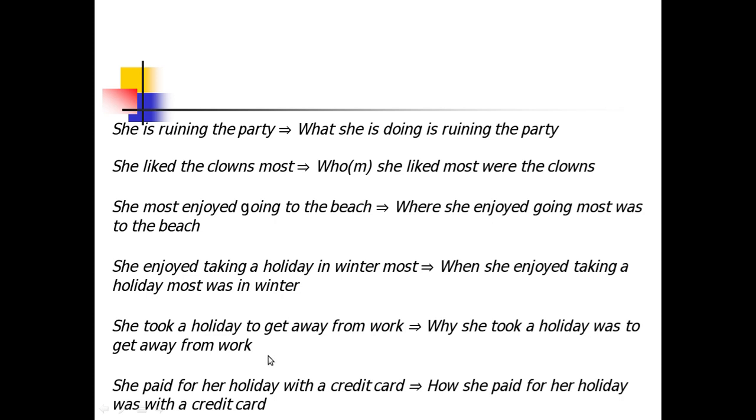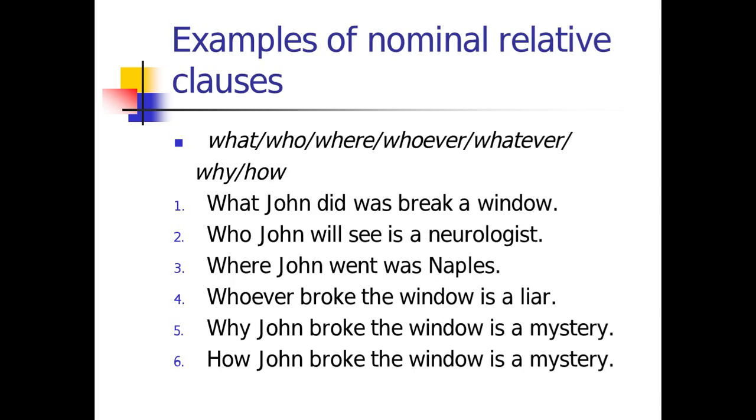She took a holiday to get away from work. Why she took a holiday, verb to be, was to get away from work. Next, she paid for her holiday with a credit card. How she paid for her holiday, verb to be, was with a credit card. Another example. What John did was break a window. Who John will see is a neurologist. Where John went was Naples.